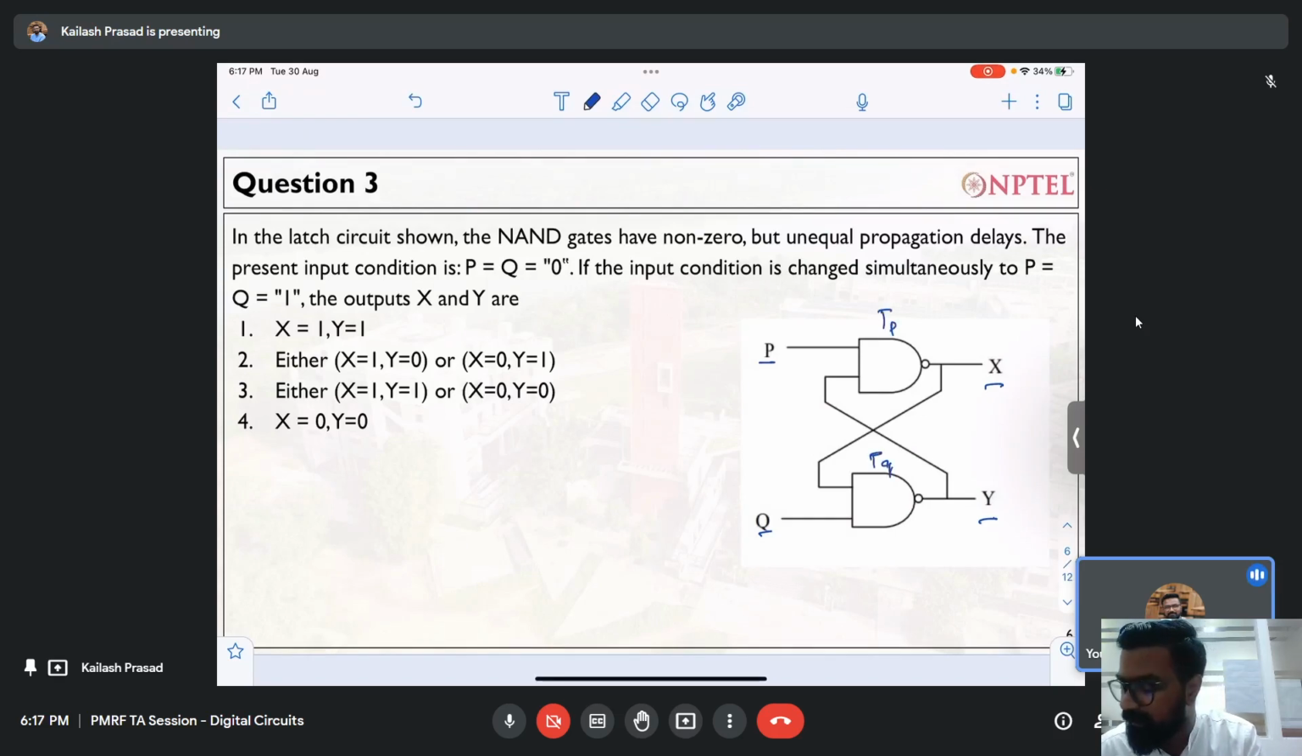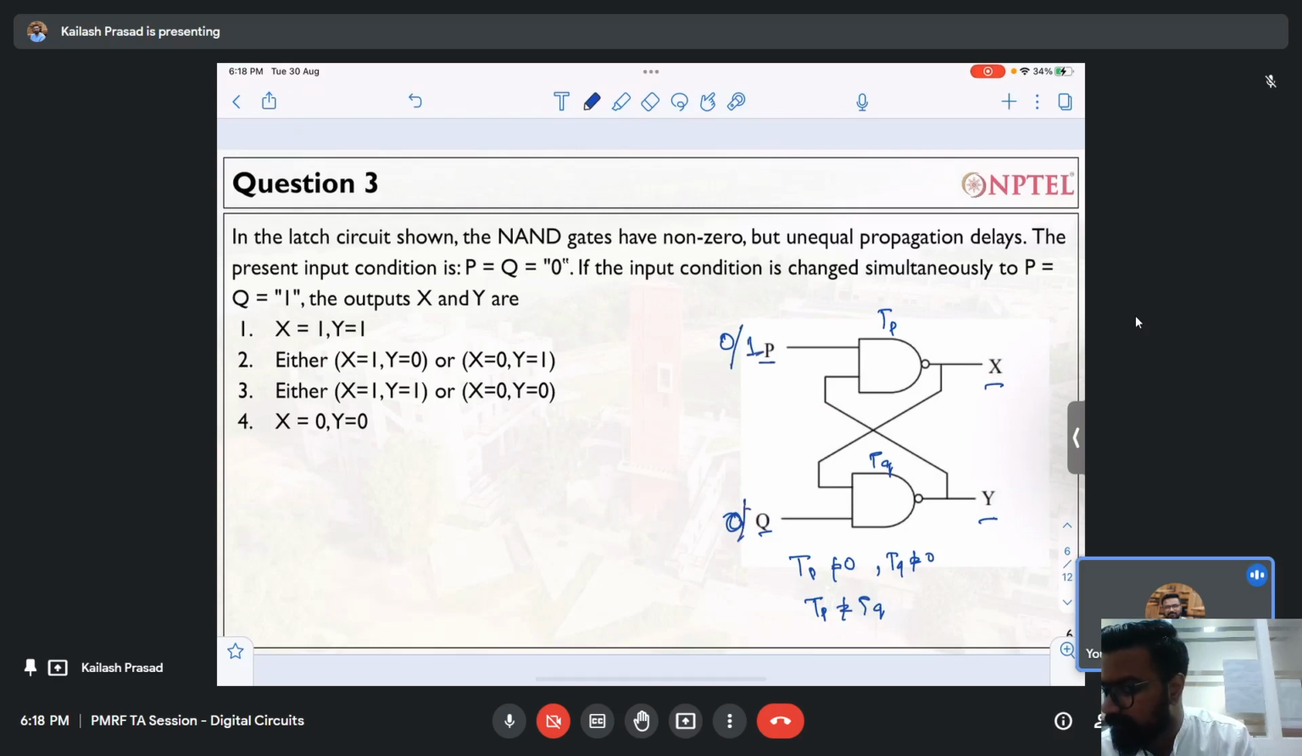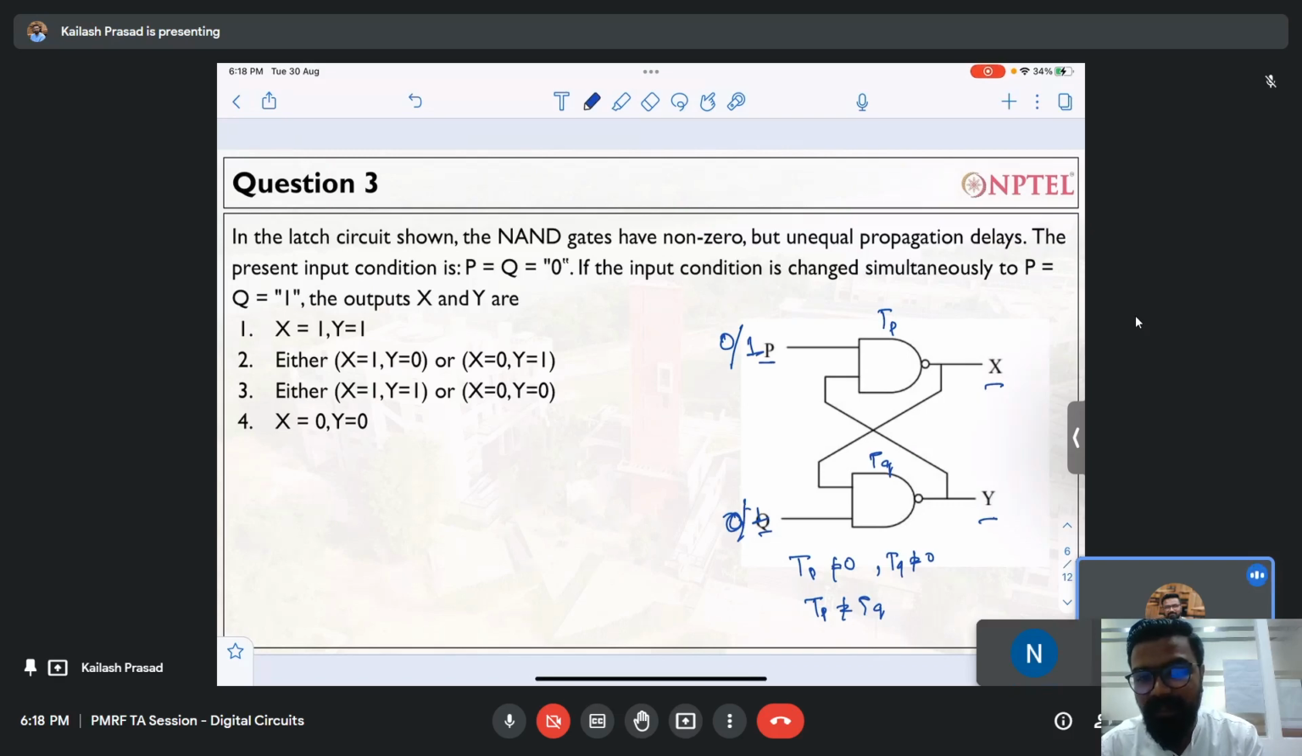Please note that they are saying that TP is not equal to 0, TQ is also not equal to 0, and also TP is not equal to TQ. So this is another thing they are saying. After that, the present input condition of the latch is P equal to Q equal to 0. If the input condition is changed simultaneously to P equal to Q equal to 1, from 0 to 1 like this, what will happen, and what output is expected over here?